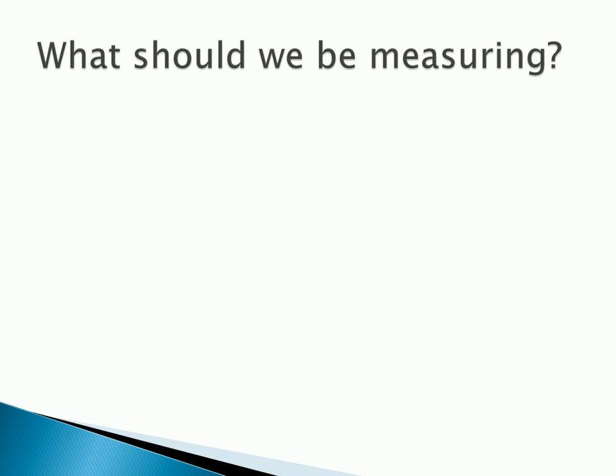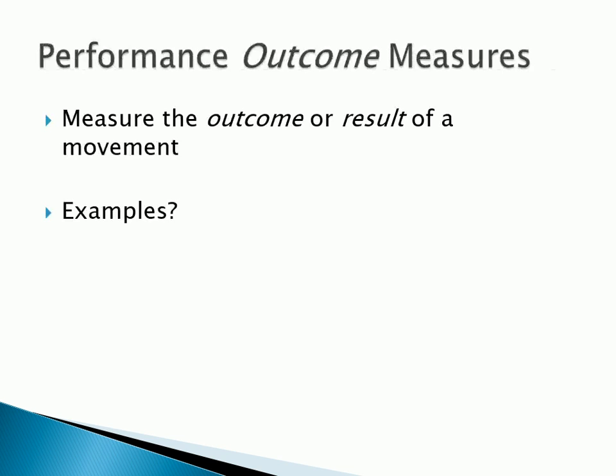So a key question is, what should we be measuring? There are always tons of things that we can measure about a motor performance, but we need to do it with a purpose. We're going to look at two main categories of measurements. The first is performance outcome measures. A performance outcome measure measures something about the result of the movement, some kind of end product of the movement.